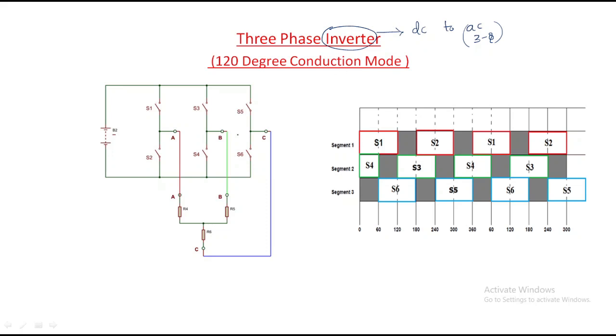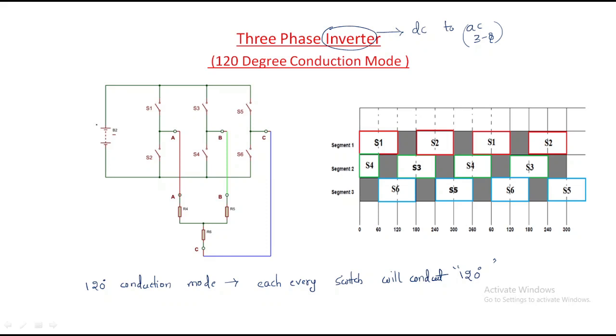What is the meaning of this 120 degrees conduction mode? It simply means each and every switch will conduct 120 degrees. In the previous class, we discussed that each and every switch will conduct 180 degrees. Here, each switch is conducted for 120 degrees only. But first, before that, we will look into the circuit.